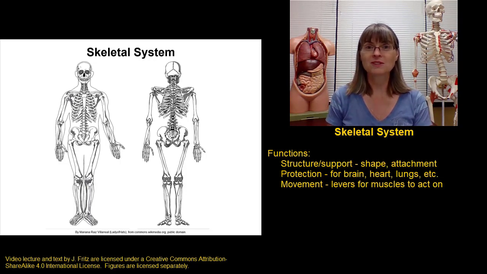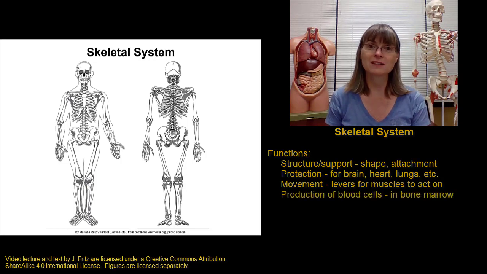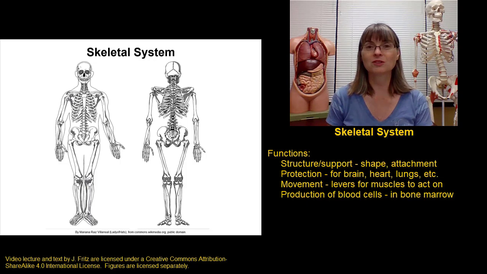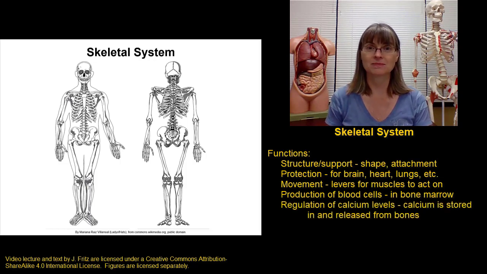Another function of the skeletal system is production of blood cells. Inside of our bones is the bone marrow that contains the cells that divide to create our red and our white blood cells. Another regulatory function of the skeletal system is the regulation of calcium.